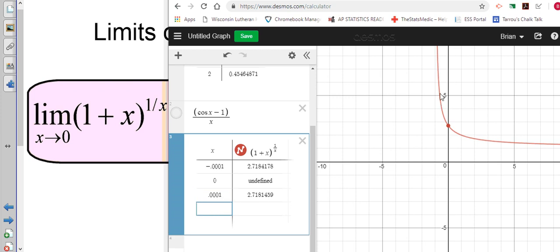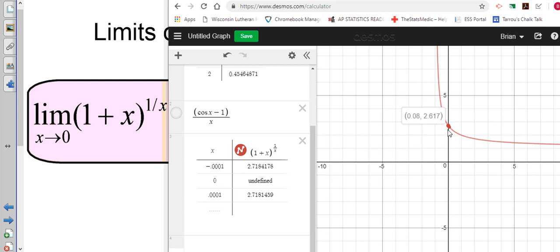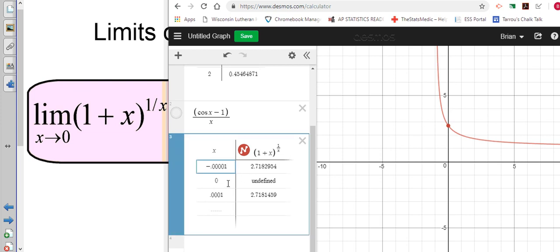As we get closer from the left side, we can see that it's getting closer to this 2.72 number, and from the right side, it gets closer to that as well. As you keep adding a decimal, you get closer and closer to 0, and they're approaching the same value from the right and left side. You can see that both graphically and numerically.